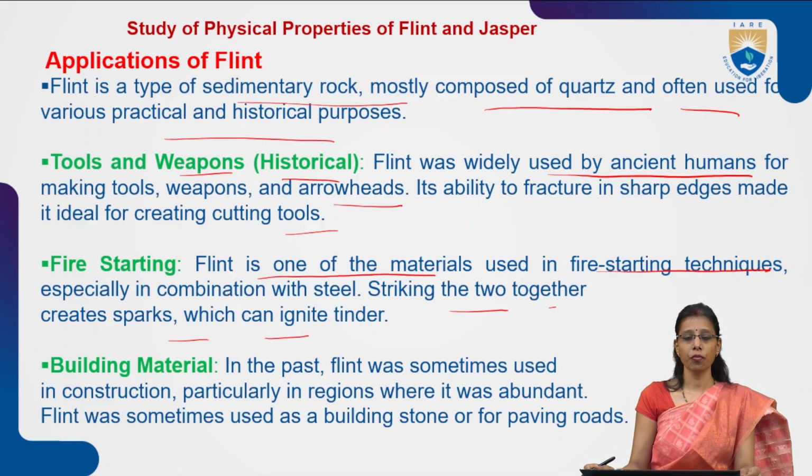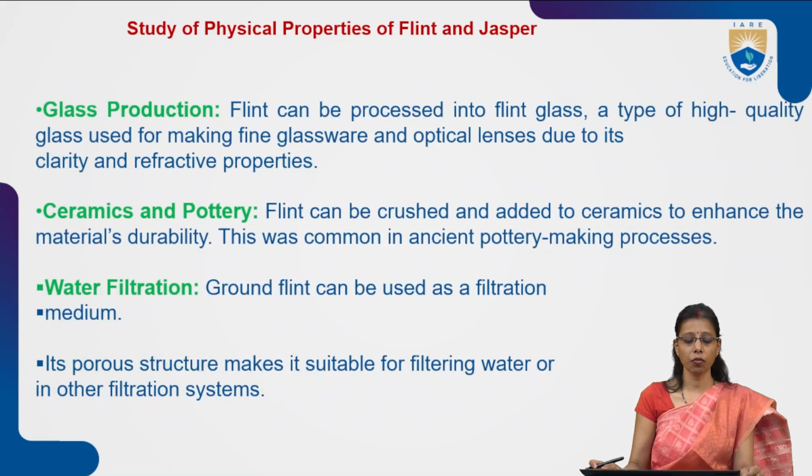Now, building materials. Flint is also used as a building material. In the past, flint was sometimes used in construction, particularly in the regions where it was abundant, and flint was sometimes used as a building stone or for paving roads. So, as a building material, it was used.